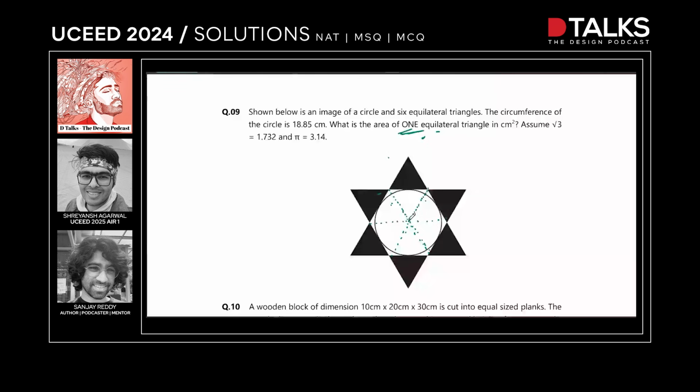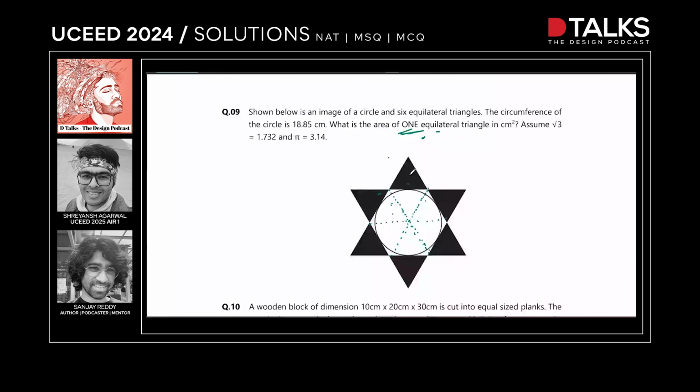So these two sides are going to be the same because it's a regular hexagon, and this angle is going to be 60 degrees because the circle is divided into six equal parts. So that means this is an equilateral triangle that shares its side with another equilateral triangle. That means both the equilateral triangles have the same side.